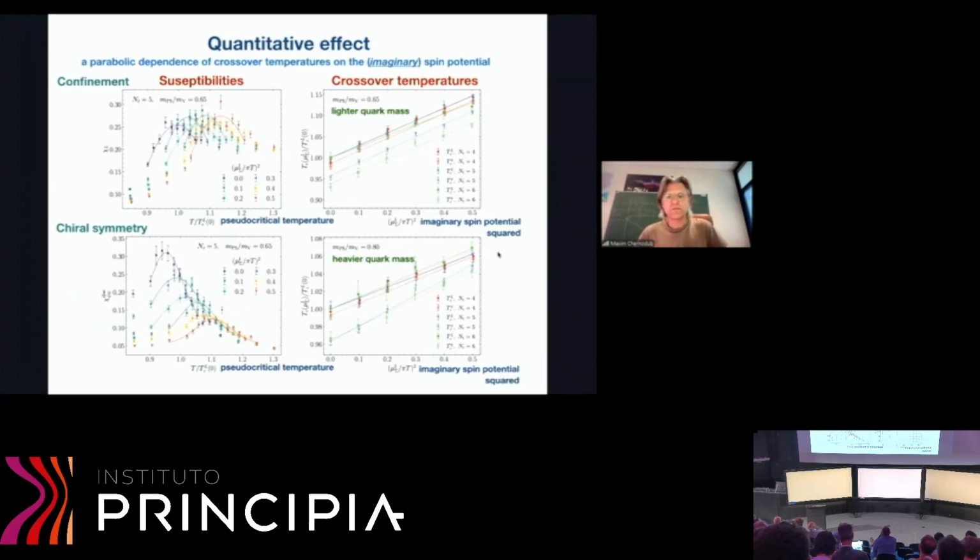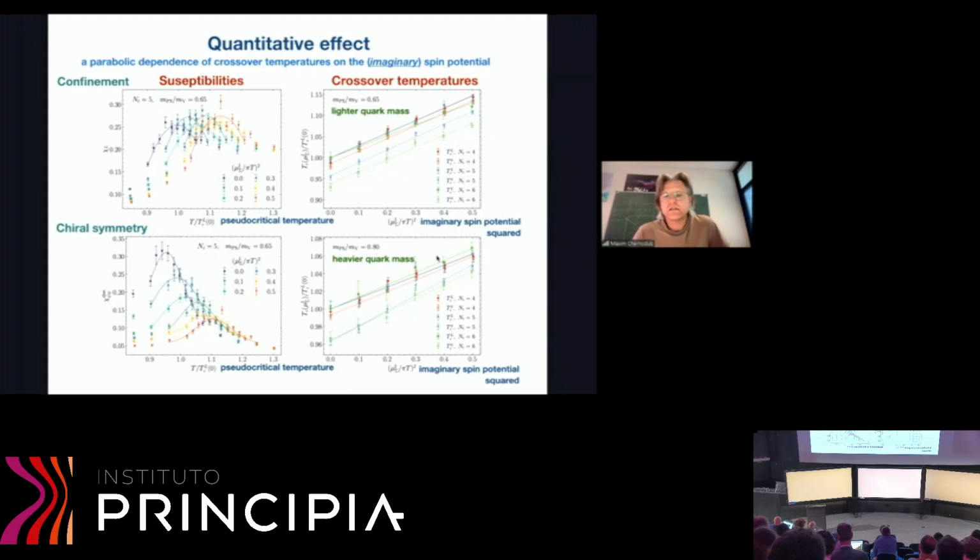So here I briefly flash transparencies of what we did. We have many pictures, but these are representative ones. For example, for confinement, we measured susceptibilities of the Polyakov loop at various imaginary spin potentials, just increasing them. We see that the temperature moves to the right, so it increases with imaginary spin potential. The same tendency works also for chiral symmetry, so we see some increase to the right. Also, we see some change in the strength of the transition in the chiral sector. It's really seen here.